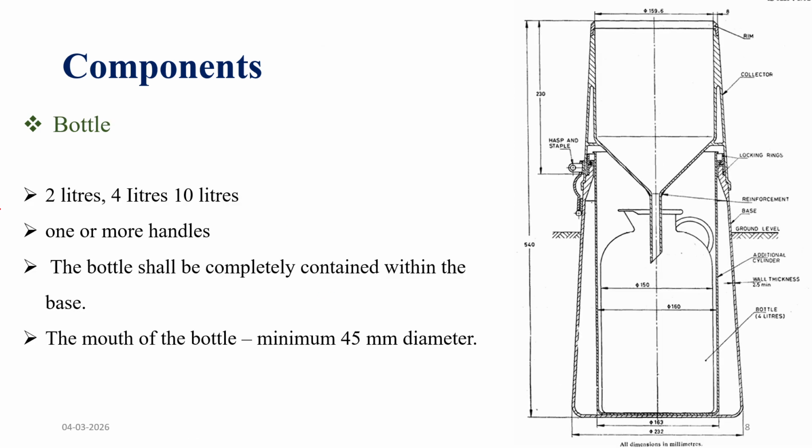The bottle is the next part of the rain gauge where the rainfall is accumulated. Here, this is the bottle. The bottle comes in different capacities like 2 liters, 4 liters, and 10 liters. One or more handles are fitted to the bottle to lift it out and discharge the water. The bottle shall be completely contained within the base. The mouth of the bottle shall not be less than 45 mm in diameter.